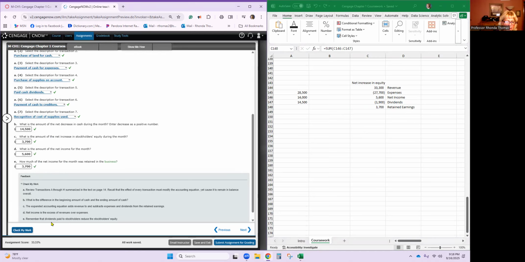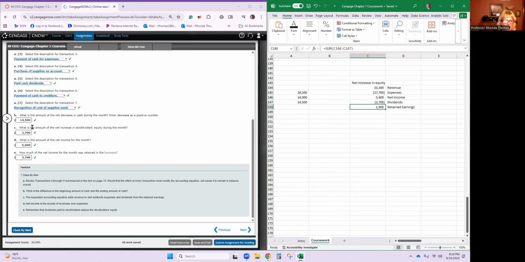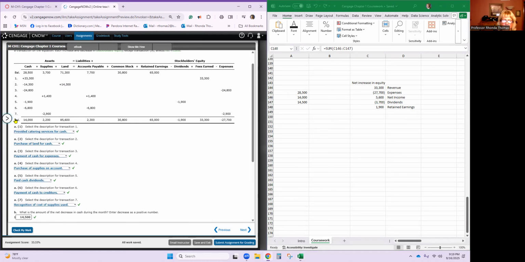Okay, let's see if I'm right. Yes. So the amount of the net increase in stockholders' equity during the month is the same as the net income for the month that was retained. If we would not have sent out dividends, all of our net income would have been retained, but we sent out $3,700 in cash dividends. So, all right, I think that's that one.